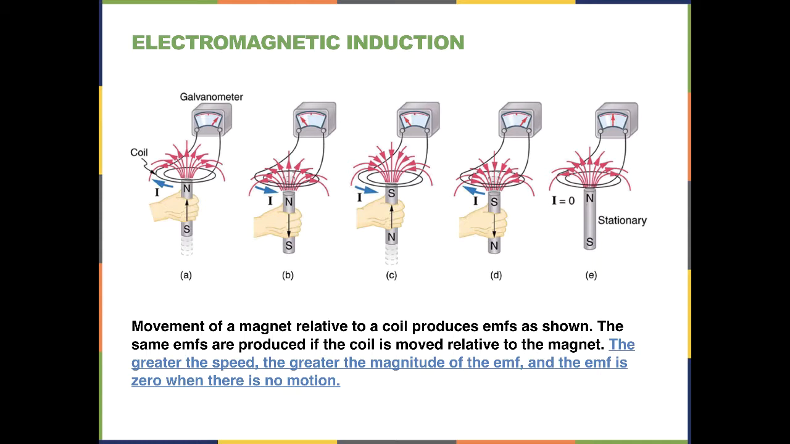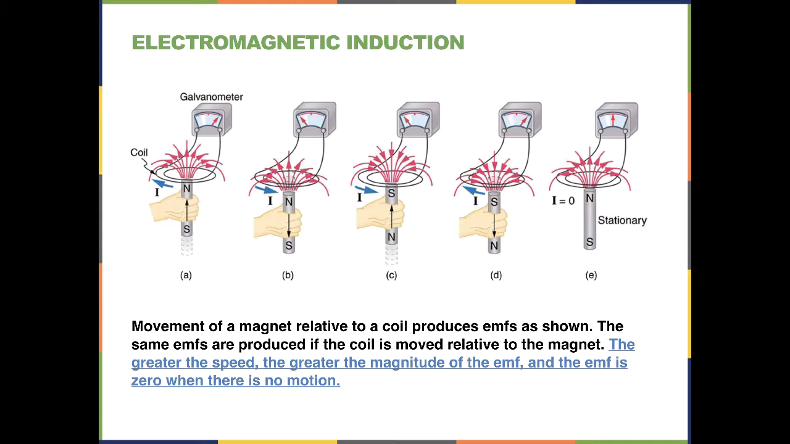Now, if you look at A, in A the magnet is moved up into the coil, and you have an induced current that travels clockwise and deflects the galvanometer to the right. When you move the magnet in the opposite direction, the induced current is in the opposite direction, and the galvanometer is deflected to the left.